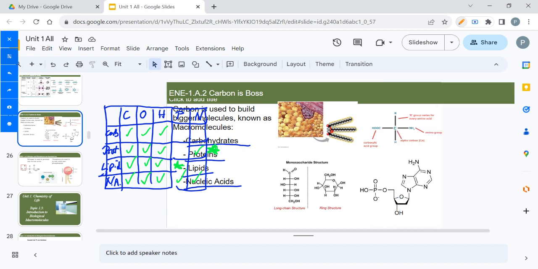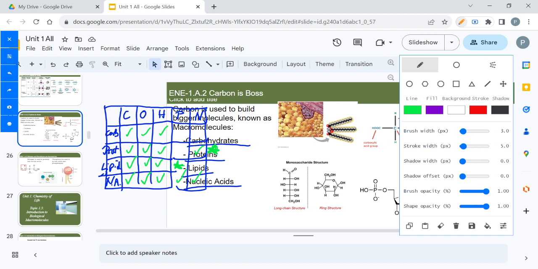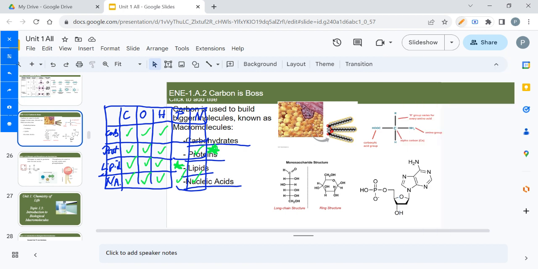With that little aside out of the way, let's take a look at this guy right here. Okay, so here's just showing monosaccharide structures, right? A monosaccharide is a carbohydrate. So what elements should we see? We should see carbon, oxygen, and hydrogen, right? And let's see if we can see them. In this long chain structure, here's carbons, there's an oxygen, and there's hydrogens, right?